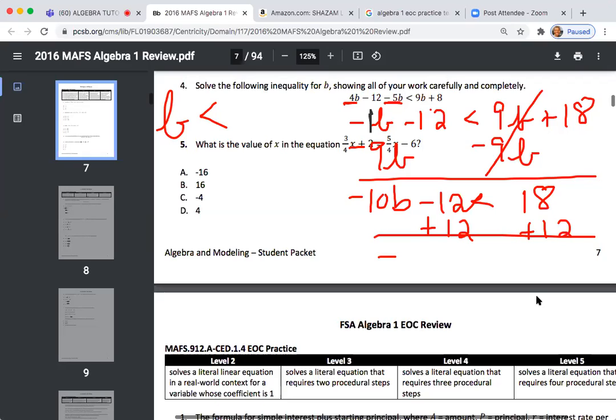So here we are, Brendan. When we add these two together, we get 30. Now, on this one right here, Brendan, I am going to divide both sides by negative 10. Do you know what happens when you divide by that negative? Does it affect anything else by dividing by the negative 10?